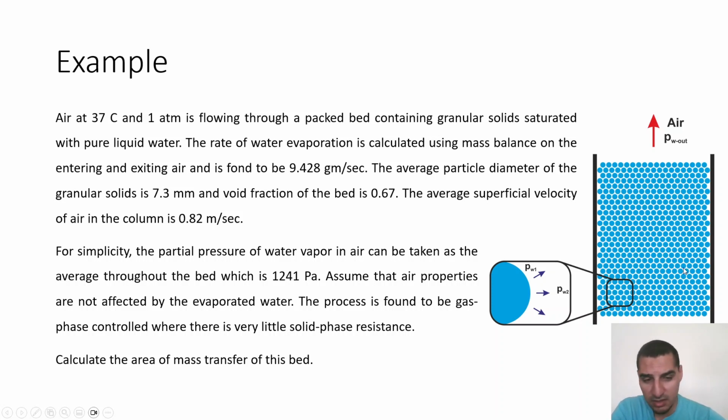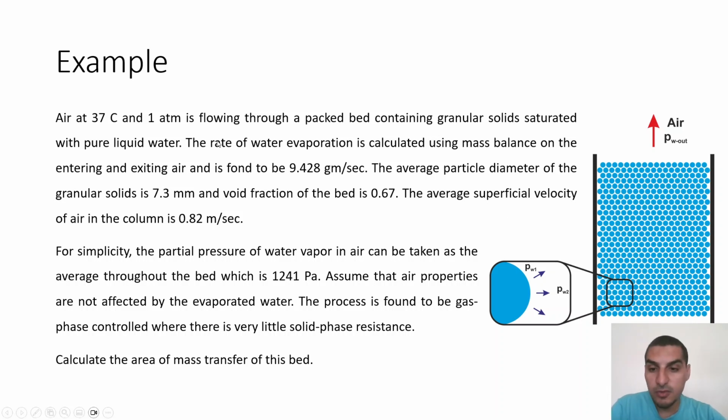So you can think of this as like sponges or something that is highly saturated with liquid water. The rate of water evaporation is calculated using mass balance on the entering and exiting air, and it's found to be 9.428 grams per second. So by calculating the mass flow rate of water out and in, from the difference you can easily tell what is the rate of evaporation.